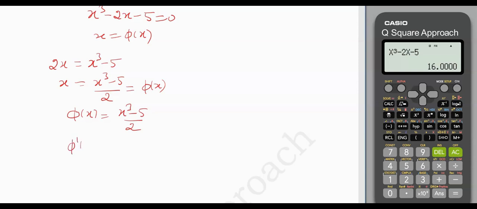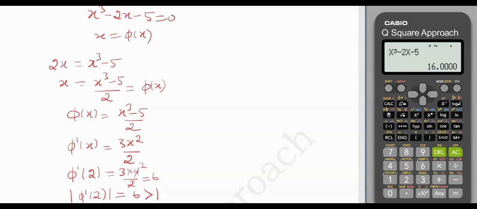Then phi dash of x is 3x square by 2, and if we give x is equal to 2 in this phi dash of x, it is phi dash of 2, then 3 into 4 by 2, which is 6. So modulus of phi dash of 2 is equal to 6, which is greater than 1.